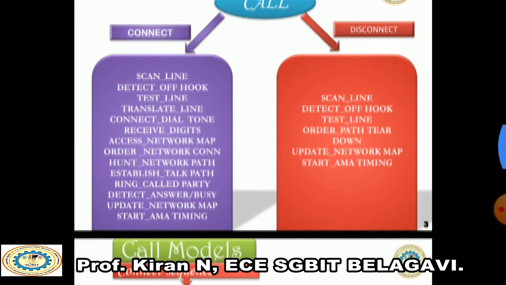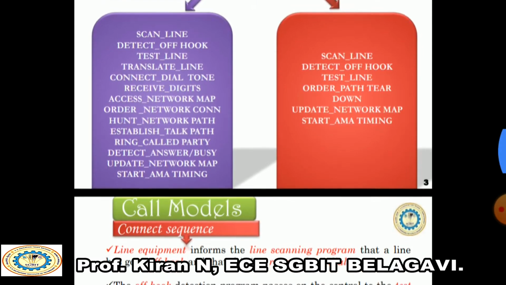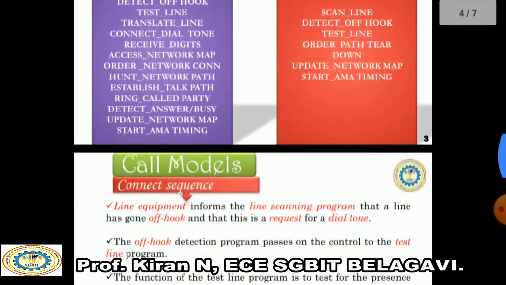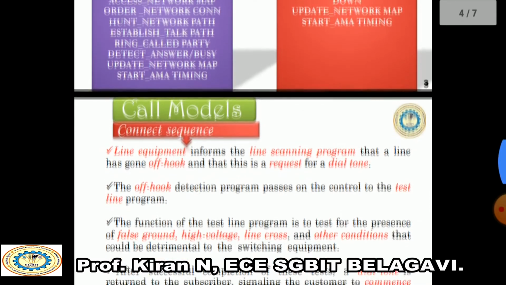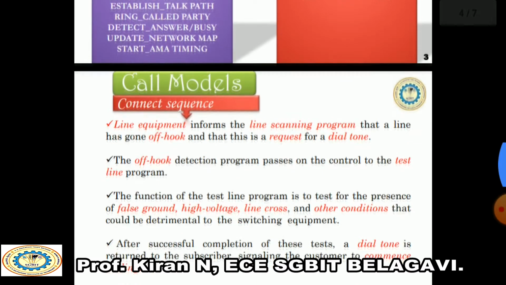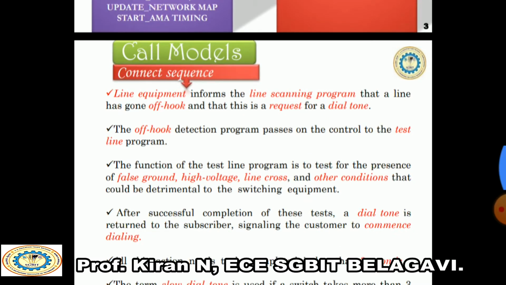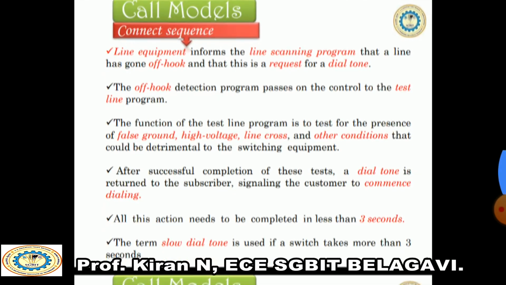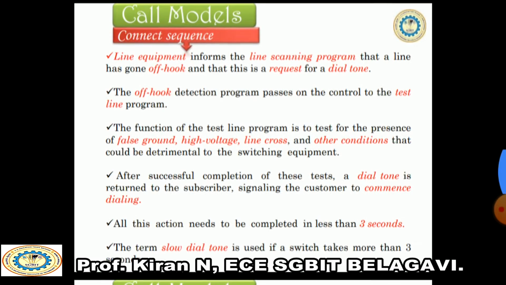Once we start processing the request for the dial tone, the off hook detection program passes control to the test line programs. Here the test line program performs a test for the presence of false ground, a high voltage and a line cross. So it checks whether the line is busy, whether the line is free to connect from subscriber A to subscriber B. On performing these three tasks, that is testing the line, a dial tone is returned to the subscriber, signaling the subscriber to start dialing.